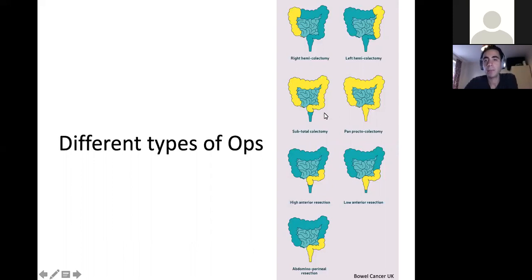Subtotal colectomy, as we can see in the picture, is where you take out most of the large bowel apart from the anus and part of the rectum. It tends to be done in ulcerative colitis that's resistant to medical management, and can be done in tumors, though less frequently. Same for panproctocolectomy, but panproctocolectomy can also be done in the hereditary syndromes that we talked about, where it is done prophylactically in familial adenomatous polyposis, as most of them do develop cancer in the future.